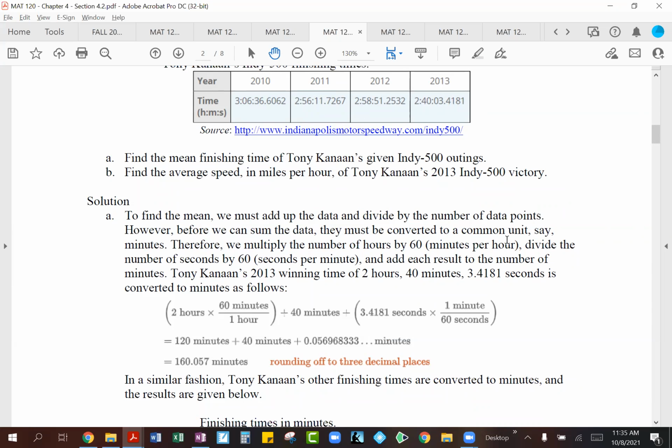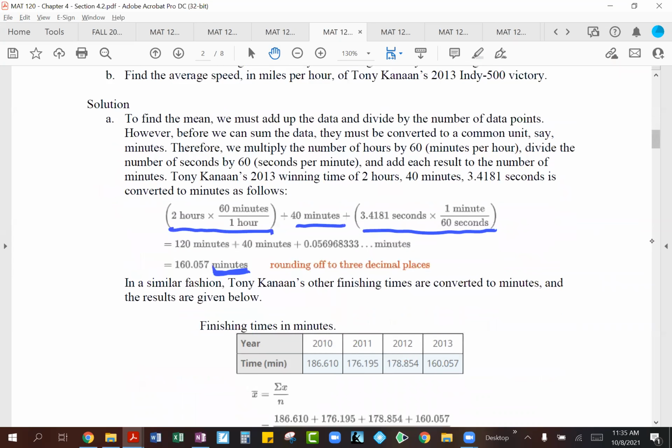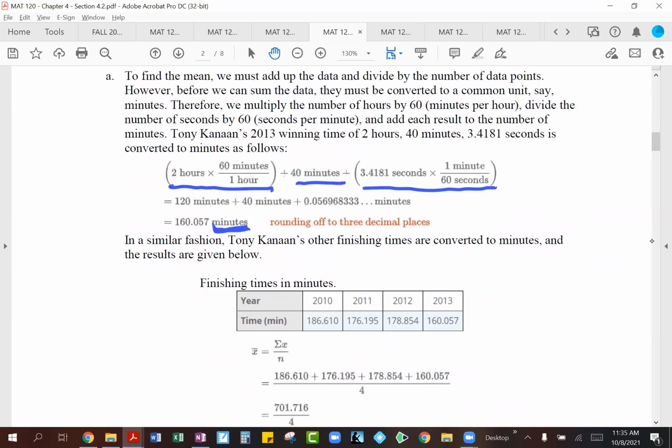So you will see we are taking our hours and converting them into minutes. We're taking the seconds and also converting them into minutes. And, of course, minutes are staying the same, because we are converting the time into minutes as the first part. So for all 4 of these times, we take the hours and multiply by 60 to convert them into minutes. You take the seconds, divide them by 60 to convert them into minutes, and then add all of those together. And you get the finishing time for all 4 of the years in just minutes.